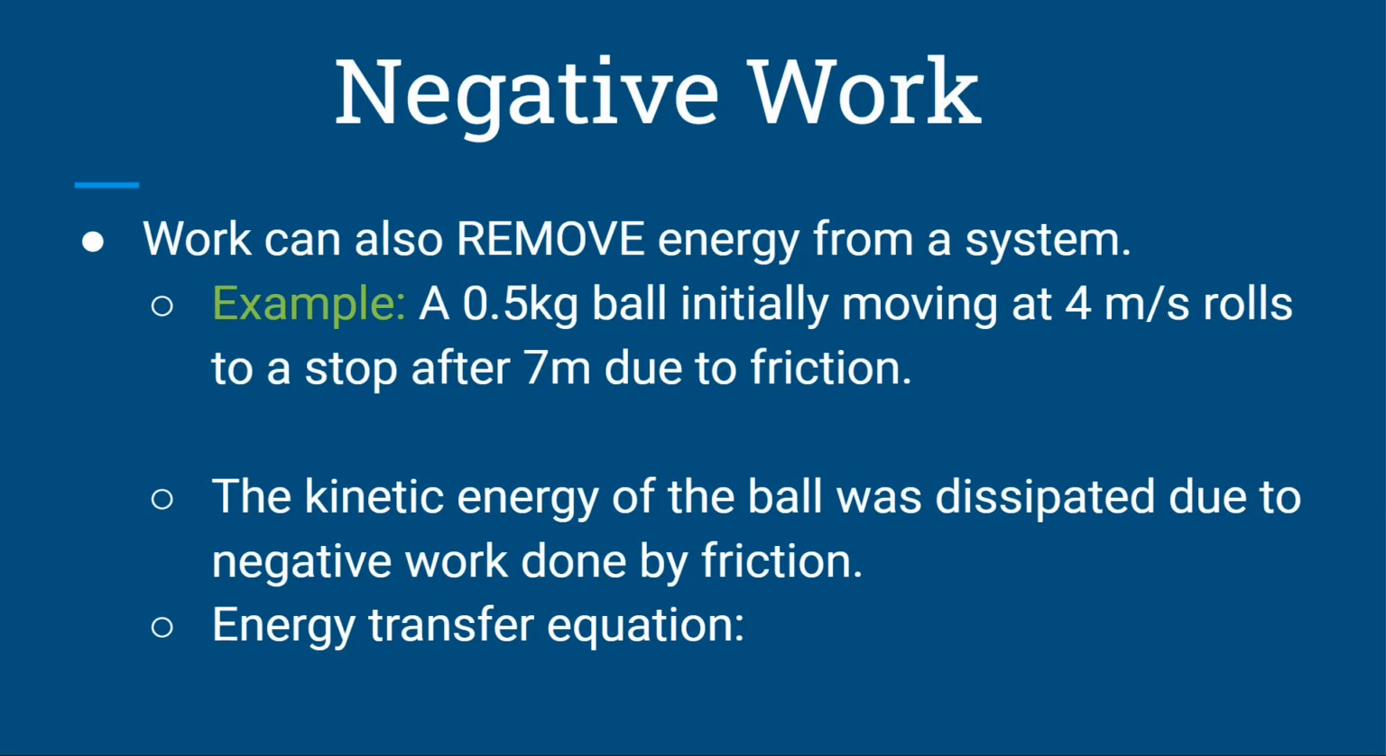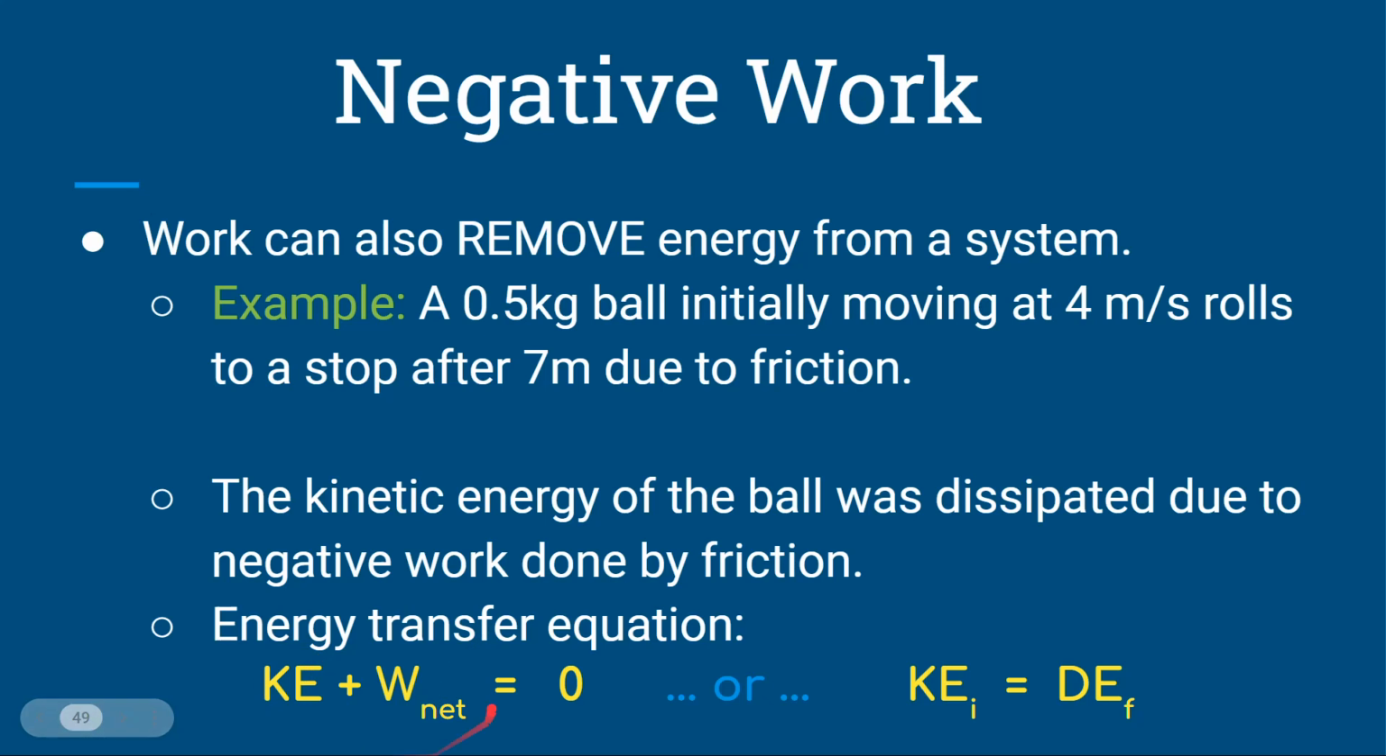For example, a 0.5 kilogram ball initially moving at 4 meters per second rolls to a stop after 7 meters due to friction. Again, we started out with kinetic energy, and at the end of this there's no more energy left at all because all of the energy was dissipated. It was all removed from the ball. Now it's heat. Now it's not mechanical energy. It's not usable energy. That equation might look something like this. The kinetic energy plus that work done by friction gives us 0 energy remaining. Of course, your work there would be negative.